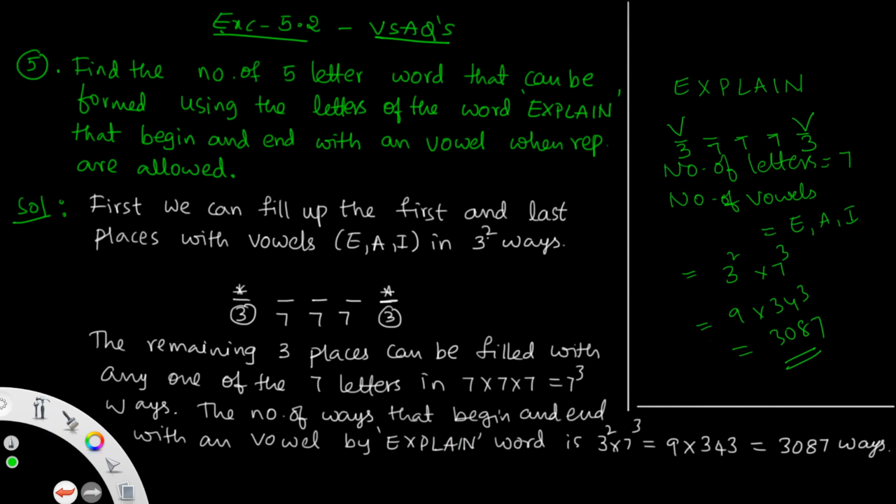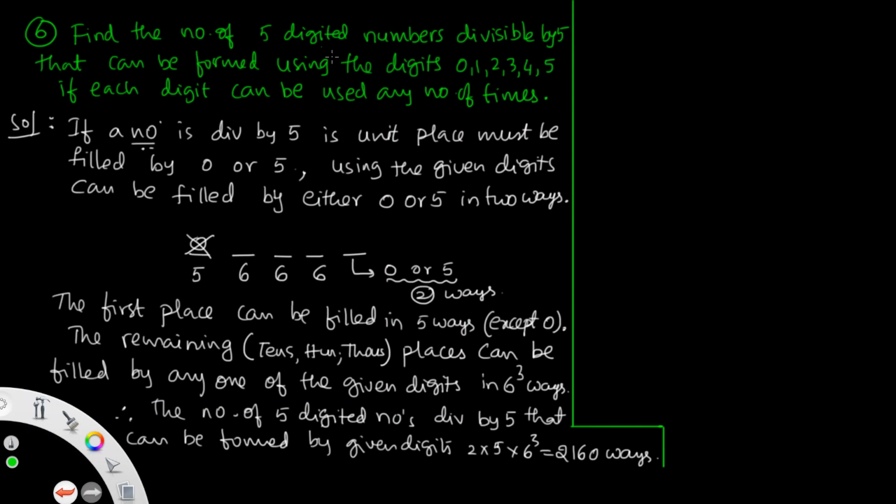Question number 6. Find the number of 5-digit numbers divisible by 5 that can be formed using the digits 0, 1, 2, 3, 4, 5 if each digit can be used any number of times. The first condition is to form a 5-digit number that must be divisible by 5. Each digit can be used any number of times, which means repetitions are allowed. But the condition is that it must be divisible by 5.